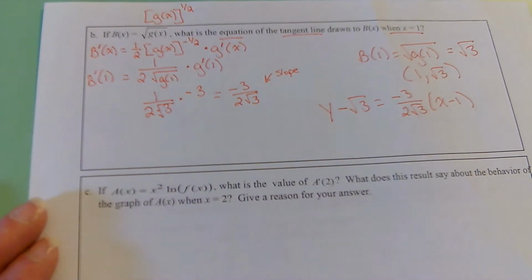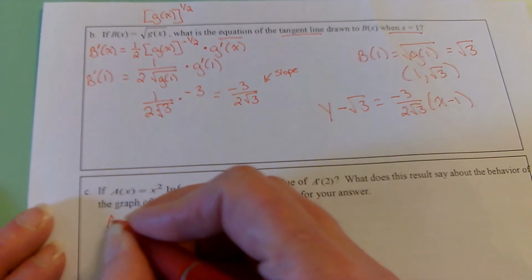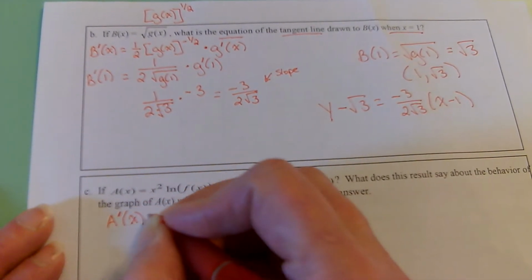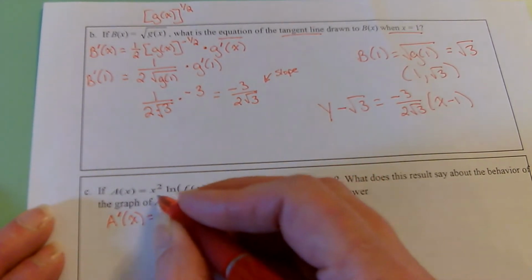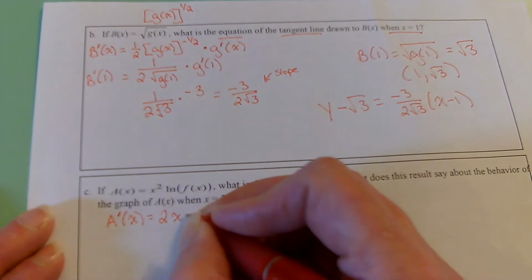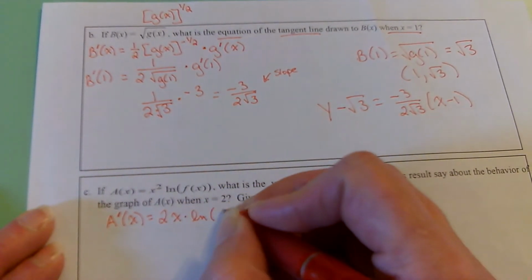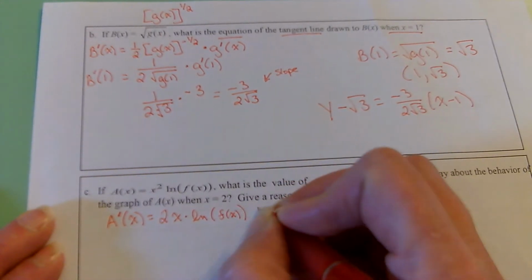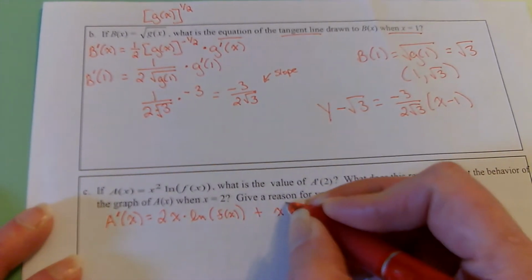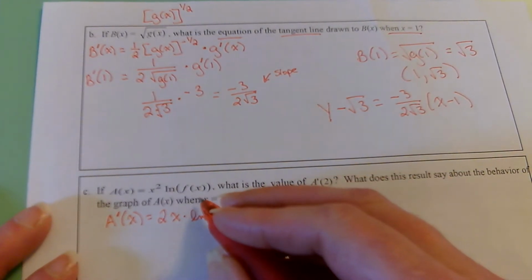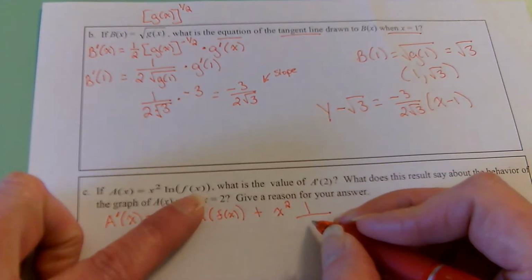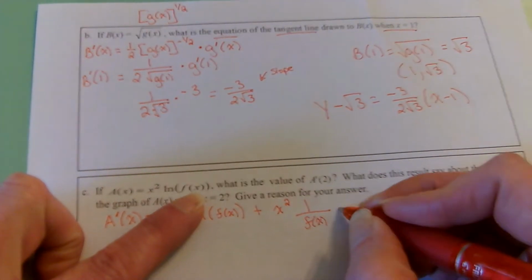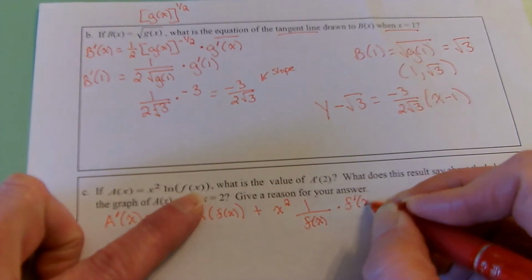On the next one, I've got a crazy looking function. And it asks me to find a prime. We can do this. There's a product. So I'm going to start with product rule. Derivative of the first times the second plus the first just like it started. Now the derivative of a natural log is 1 over the argument times the derivative of that argument.